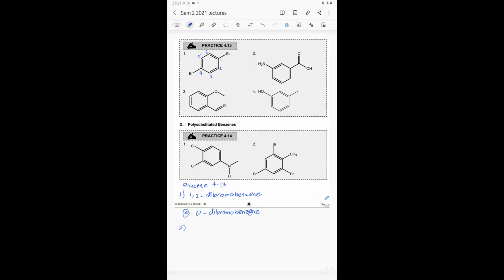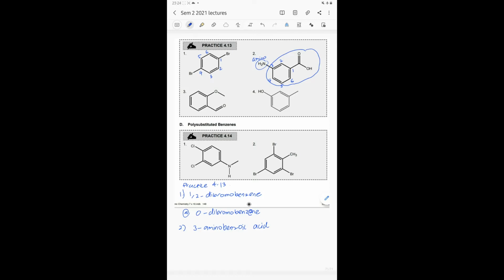Okay, number 2. Give the numbers first. 1, 2, 3, 4, 5, 6. Make sure the substituents get the lowest number. So this is amino. So the name will be 3-aminobenzoic acid. Why benzoic acid? Because all of this is called benzoic acid. You can refer to page 148. Special names for the common substituents that change the root name of the benzene ring.